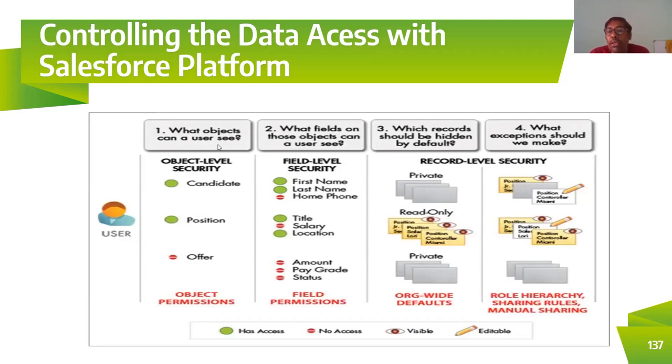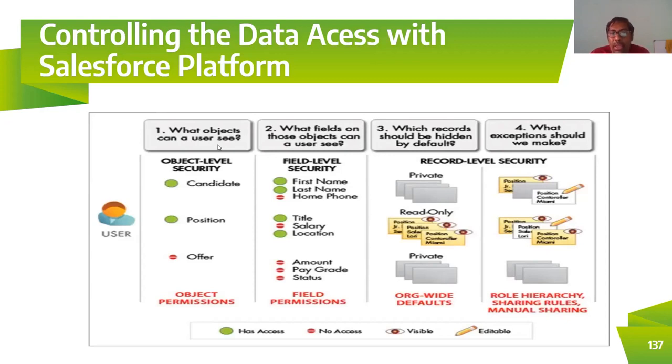The fourth one is, what exception should we make? When they try to access it, what exception are you going to give? On the role hierarchy, we are going to give sharing rules. When I give the sharing rules, they can be hierarchical, and you can create sharing rules with the subordinates, so only those fields or objects can be shared with only those particular users. Otherwise, for the remaining users, it cannot be. So these are the sharing rules that we are going to discuss.